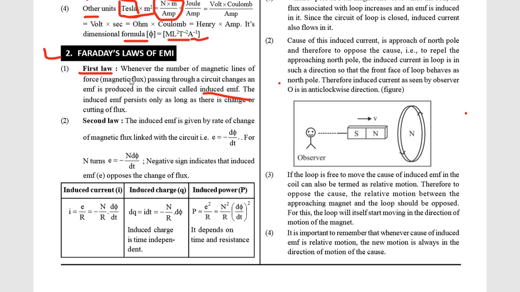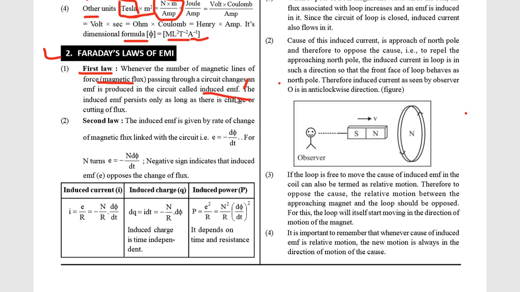तो यहाँ पे देखिए ये क्या बोल रहा है, जो स्टेटमेंट है, whenever the number of magnetic field lines of force, that is magnetic flux, it means we are talking about the magnetic flux passing through a circuit changes, and EMF is produced in the circuit and called induced EMF. Means whenever, जब कभी भी किसी सर्किट से रिलेटेड मैग्नेटिक फ्लक्स चेंज होता है तो उस सर्किट में एक EMF प्रोड्यूस हो जाता है, जिसको इंड्यूस्ड EMF कहते हैं.